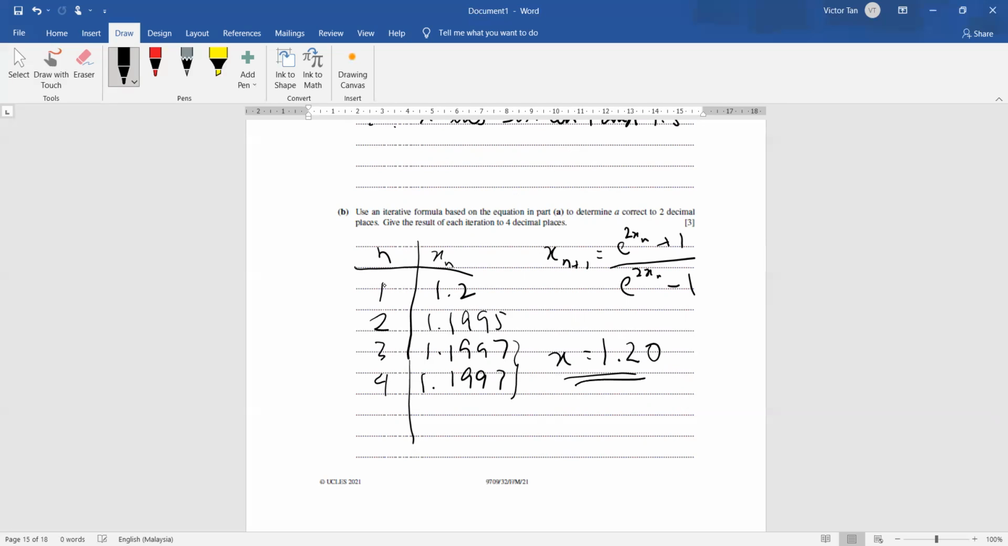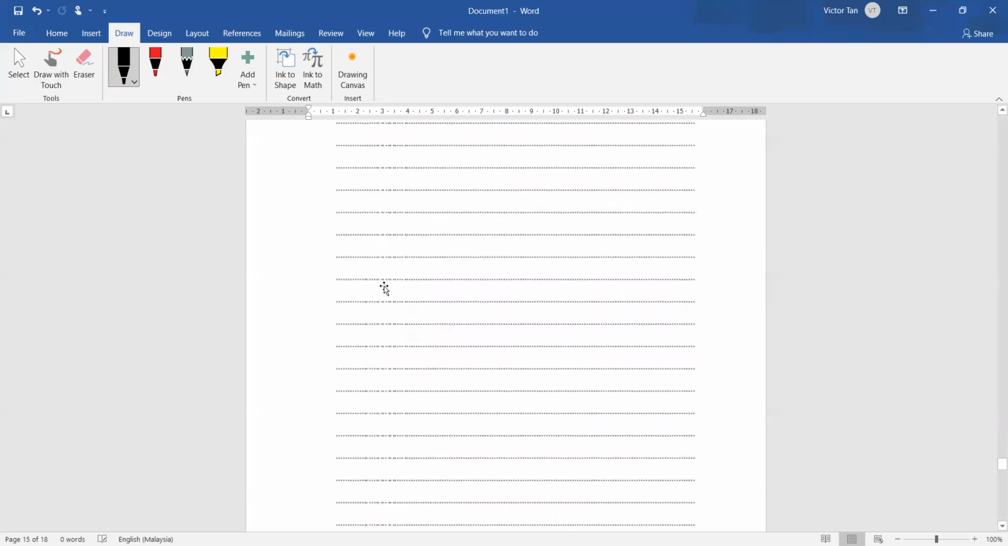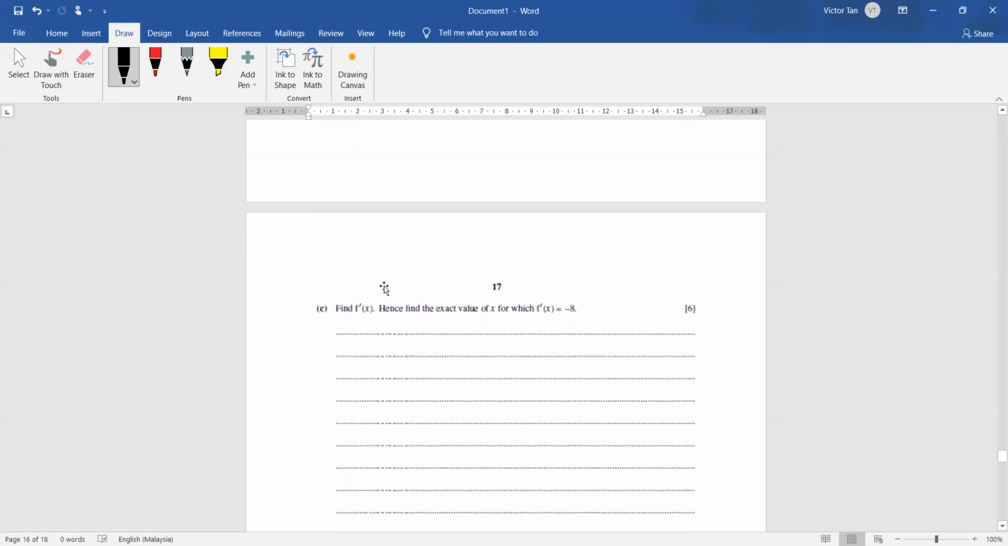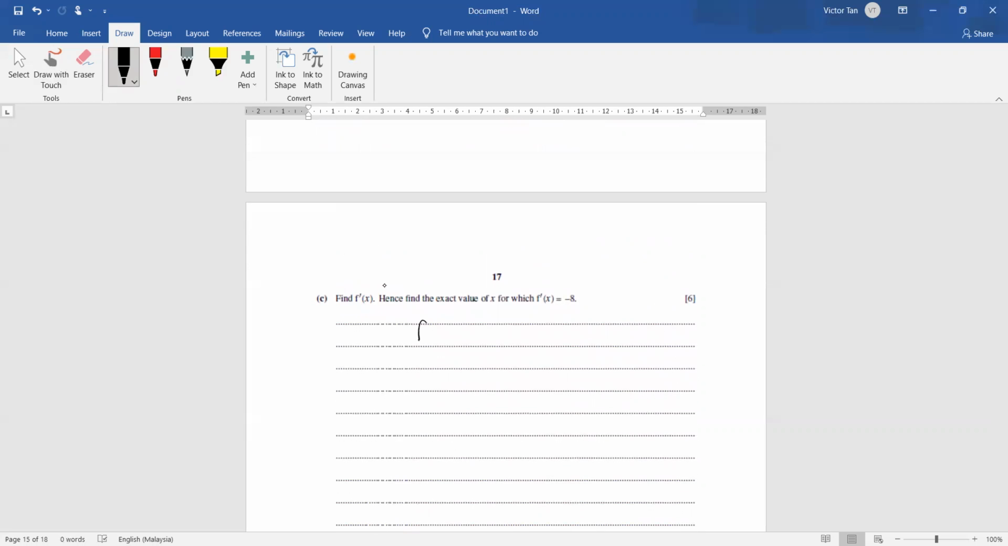in 2 decimal places. Next question, find f prime x, hence find the exact value of x for which f prime x equals negative 8. So this you have to differentiate. So you have f of x equals e to the power of 2x plus 1 over e to the power of 2x minus 1. F prime x, you're going to use the quotient rule.